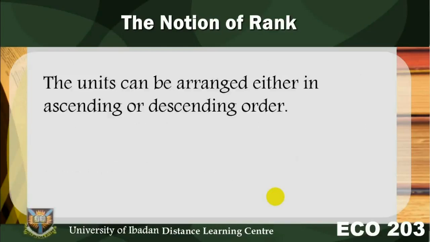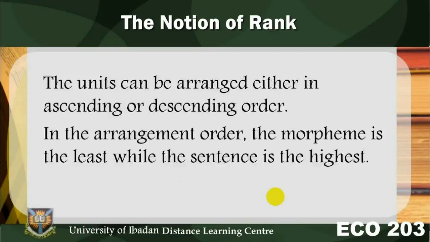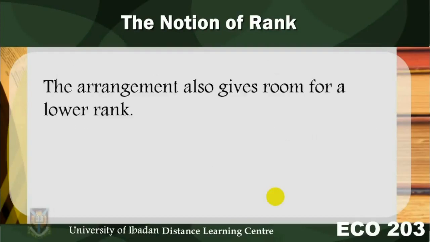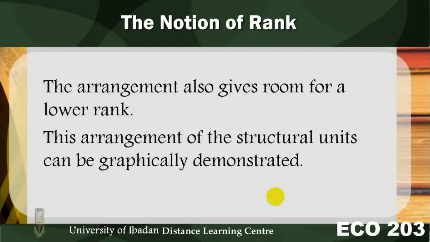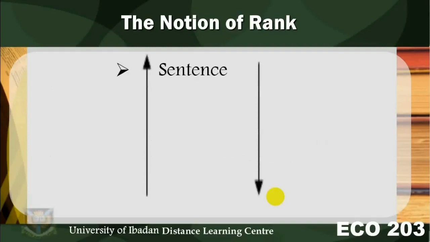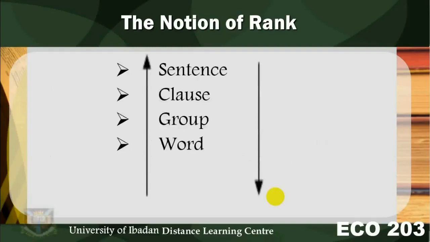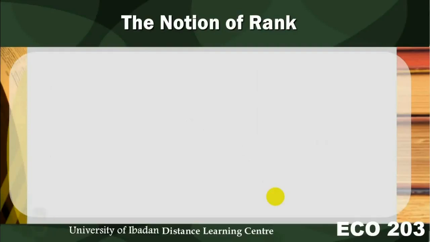The units can be arranged either in ascending or descending order. In the arrangement order, the morpheme is the least while the sentence is the highest. The arrangement also gives room for a lower rank. This arrangement of the structural units can be graphically demonstrated. Sentence, clause, group, word, morpheme.